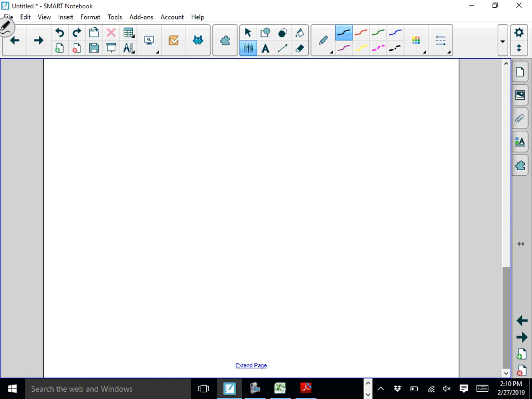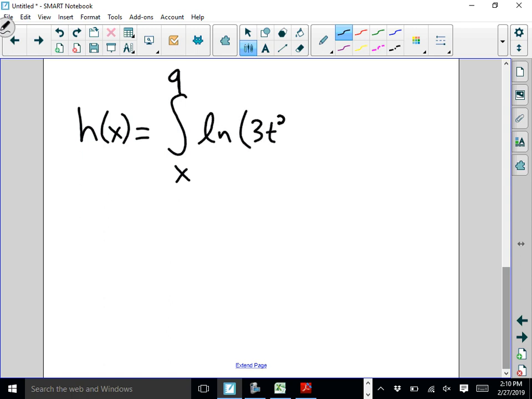H of x is defined as the integral from x to 9, that's a 9, not an a, of the natural log of 3t squared dt. Now I want you to find eventually h prime of x.